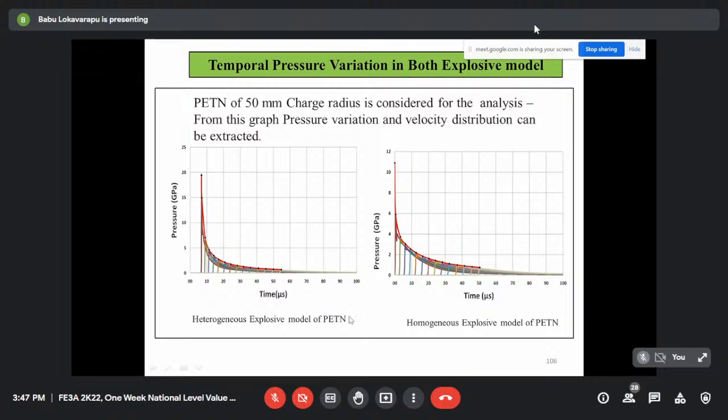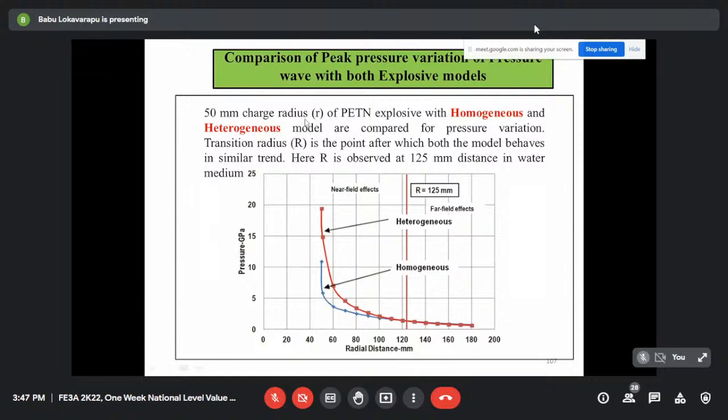And these are two different models: one is heterogeneous, the other one is homogeneous. For both, this is the pressure variation of PETN with 50 mm charge radius. Of course, 20 to 100 was studied; 50 is shown here. Similarly, for the 50 mm charge radius of PETN, the homogeneous and heterogeneous models are compared for pressure variation. Now you see here, both are compared.